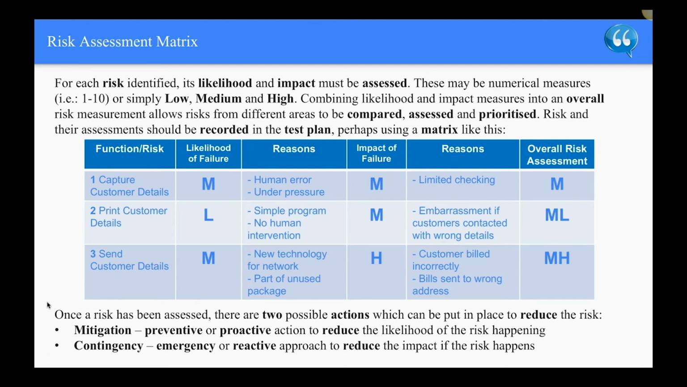As you can see on this one, we have the function, the risk is capture customer details. The likelihood of failure is marked as medium. The reasons for that are human error or under pressure. The impact of failure is medium, the reason is limited checking, and the overall risk is medium.